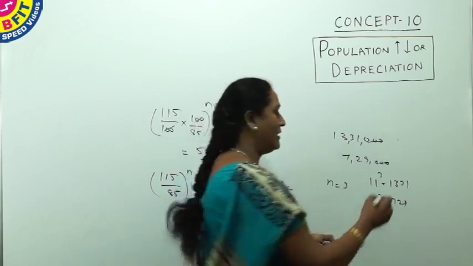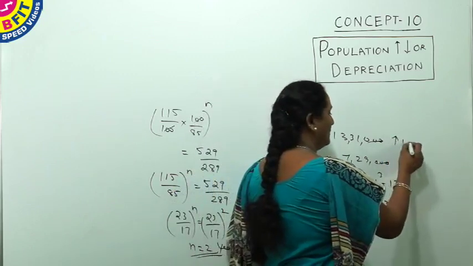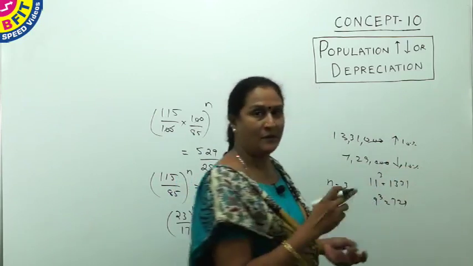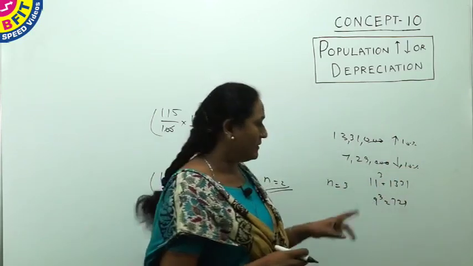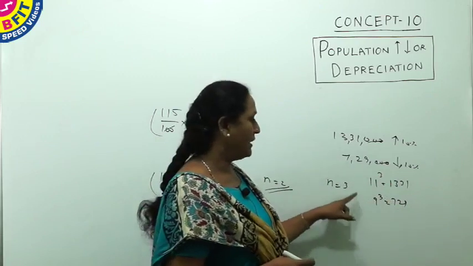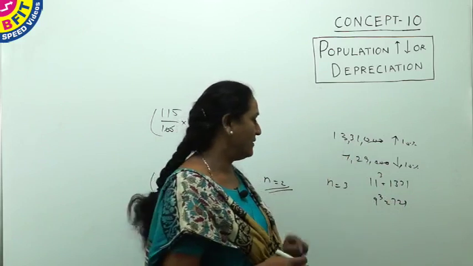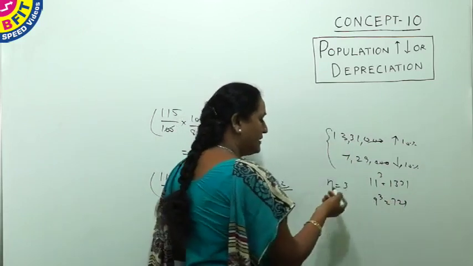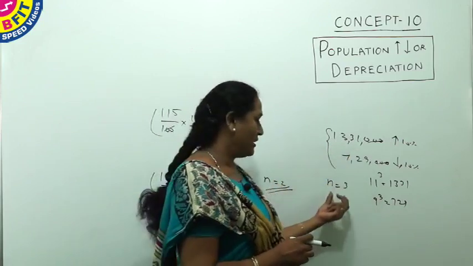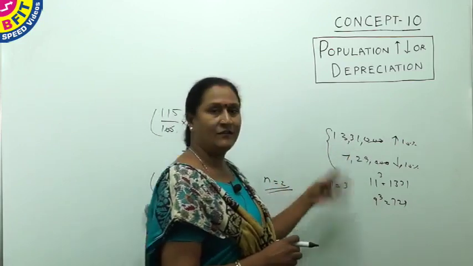So this will be the increase of 10% and this will be the decrease of 10%. 100 plus 10 is 110, and 100 minus 10 is 90. When you simplify, 11 by 9 cube is 1331 by 729. So with the values itself, we can decide the number of years. For this value, the number of years will be 3, where the values will be the same.